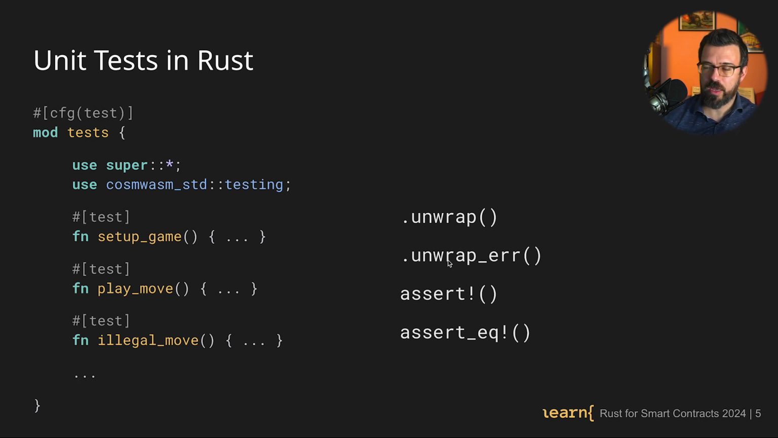In the unwrap_err case, you expect it to be an error. Very useful for, let's say, you are doing an unauthorized action and you get the result and you expect it to be an error because it's unauthorized. If it's an error, the test passes. So in that case, you unwrap_err. And if it's okay, the test will fail.